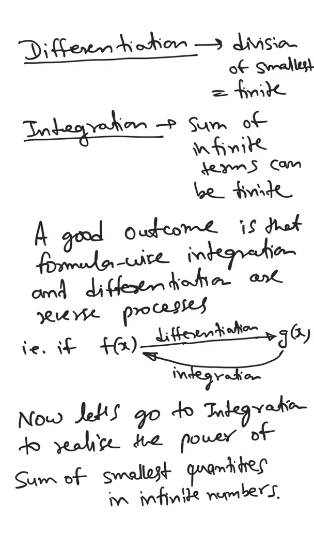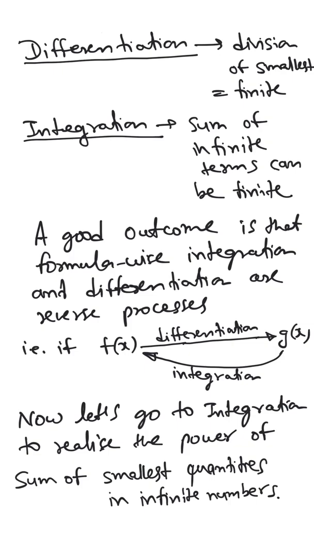So we are going to see now that differentiation is the division of a small dy by a small dx, which gives us a finite value. Integration gives us the sum of infinite terms, and that can be finite. The sum of infinite terms, where all the terms are very small, would become finite. A very good outcome of all our discussion is that, formula-wise, integration is the inverse process of differentiation. That means if f(x) on differentiation gives g(x), then g(x) on integration should give f(x). So that makes our mathematics a bit easier.